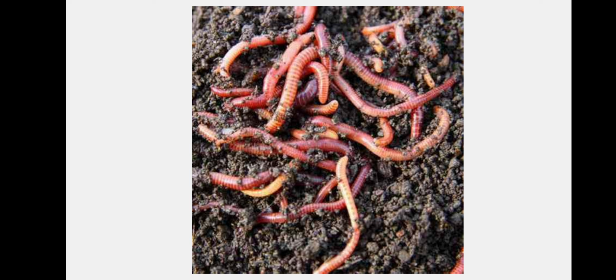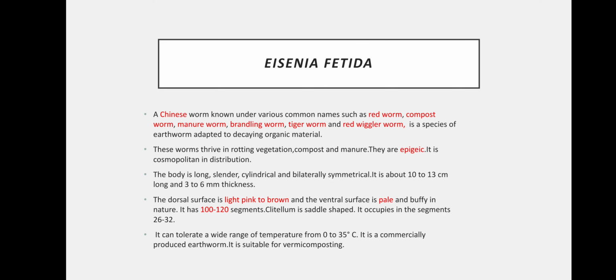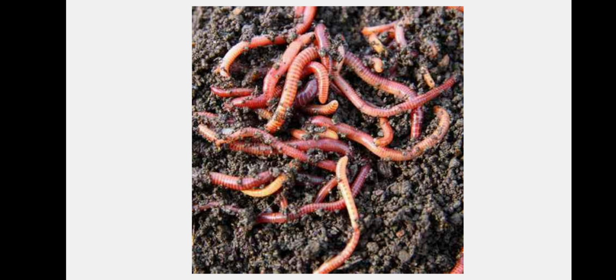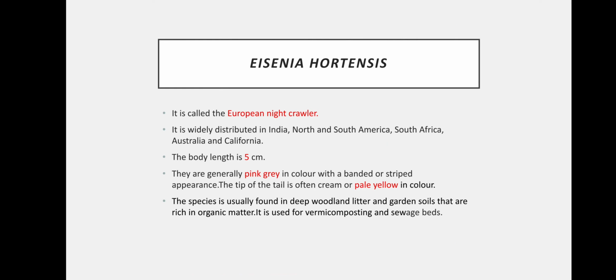You can just see the color. Even though all the earthworms may look similar, there may be slight variations in color, their working conditions, and how they are formed in their length, size, etc. So that's Eisenia fetida. Next one, Eisenia hortensis, commonly called the European night crawler.